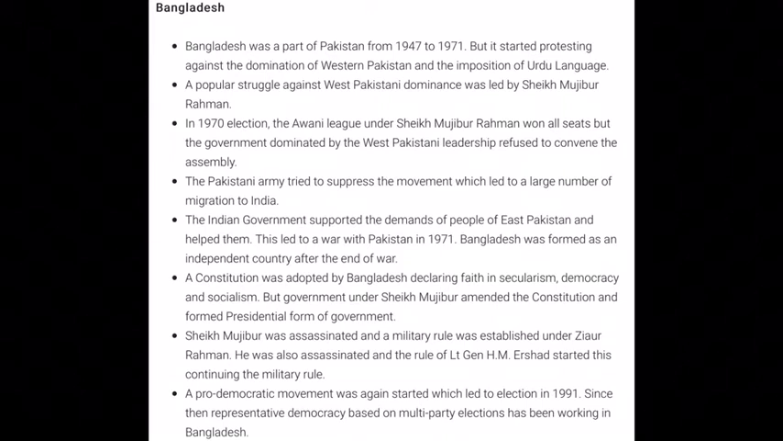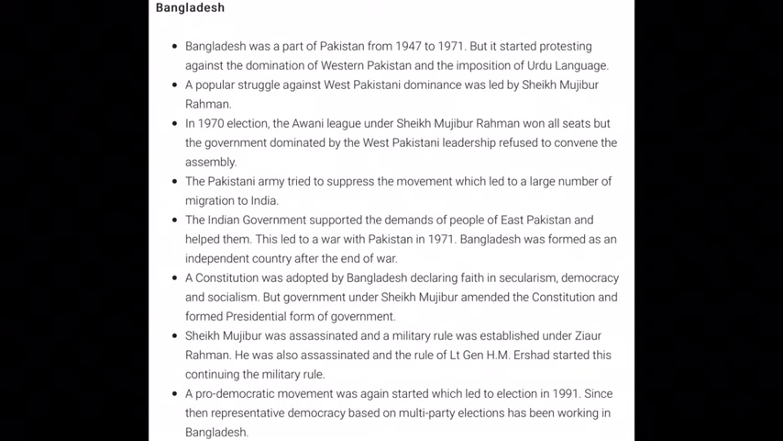Okay, so after that Bangladesh, the new country, started making its constitution, and they emphasized three things. One is secularism, that is, all religions are equal. Second, socialism, that is, equality of people. And third, democracy, that is, a representative government elected by the people should be there. So three things were given importance: secularism, socialism and democracy.